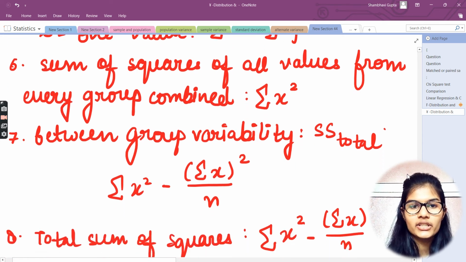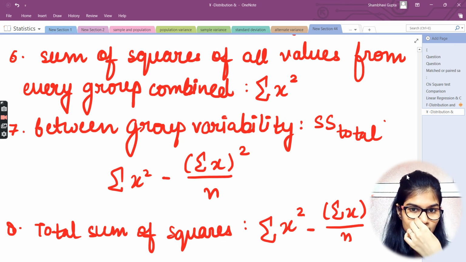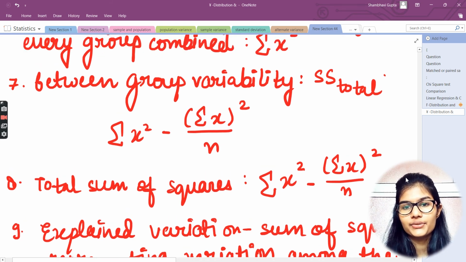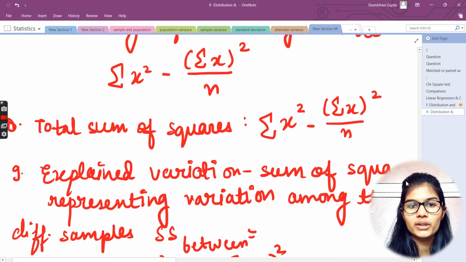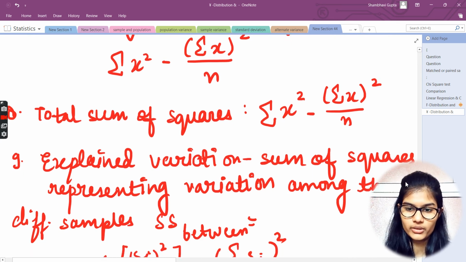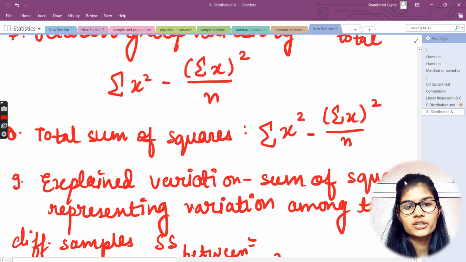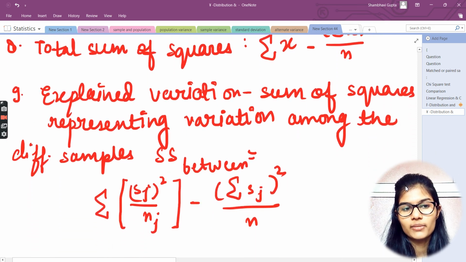Fine. Next we have the sum of squares of all values from every group combined, so that is sigma x square. Then we have between group variability, that is SS total. The formula we use for the SS total is sigma x square minus, in the numerator, sigma x whole square, divided by n, which is in the denominator. Next we again have the total sum of squares, which is again the same: sigma x square minus sigma x whole square divided by n.